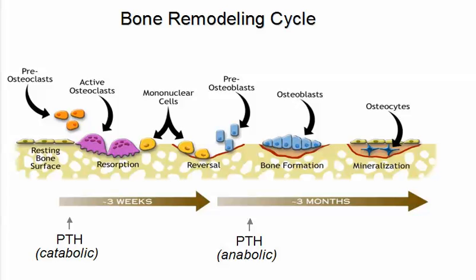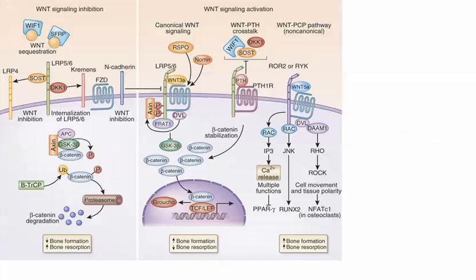In the WNT path, activating mutations of the LDL receptor related protein LRP5 lead to increased bone mass, whereas inhibitory mutations lead to low bone mass in children. In an inherited condition called osteoporosis pseudoglioma syndrome, WNT signals LRP5 to initiate osteoblast proliferation and differentiation. So here's a quick look at the WNT signaling inhibition and WNT signaling activation.